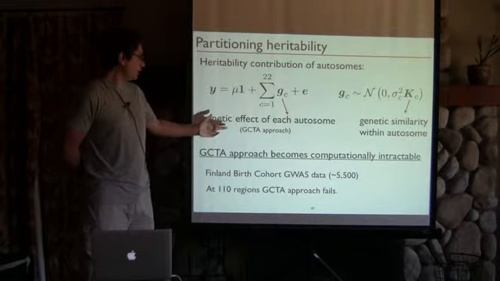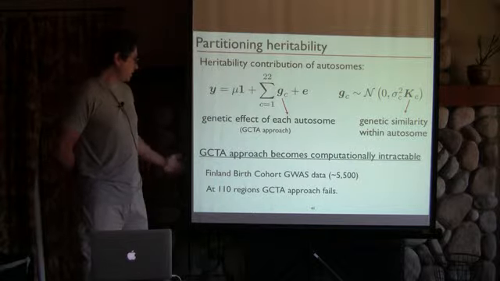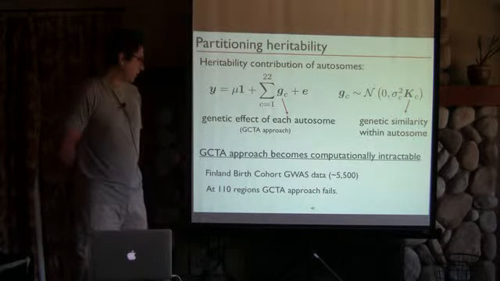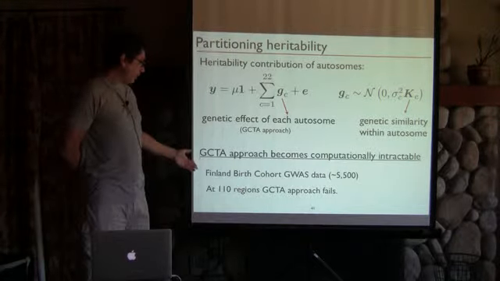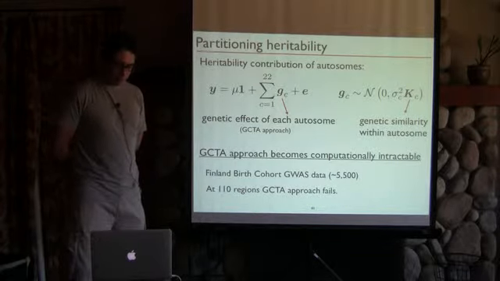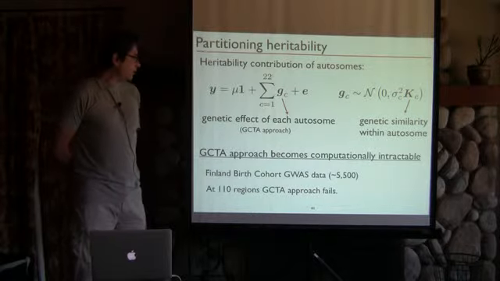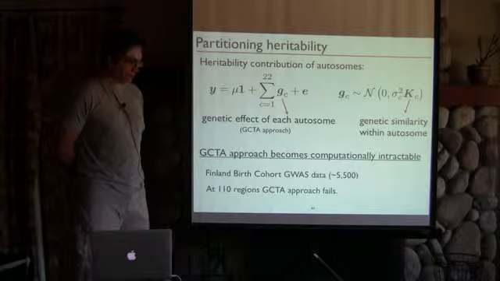We will refer to this approach as the GCTA approach, and we show that this approach is not scalable and becomes computationally intractable. Using reference GWAS data on height, the Finland birth cohort GWAS data, which consists of 5,000 individuals, we show that you can't split the autosomes into more than 5 partitions, and the approach fails after this.